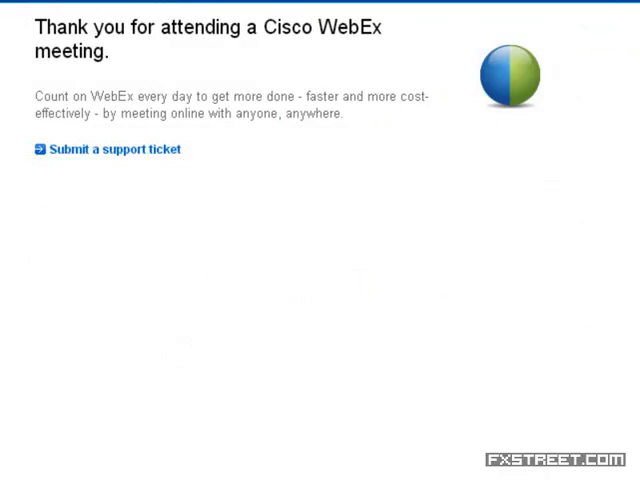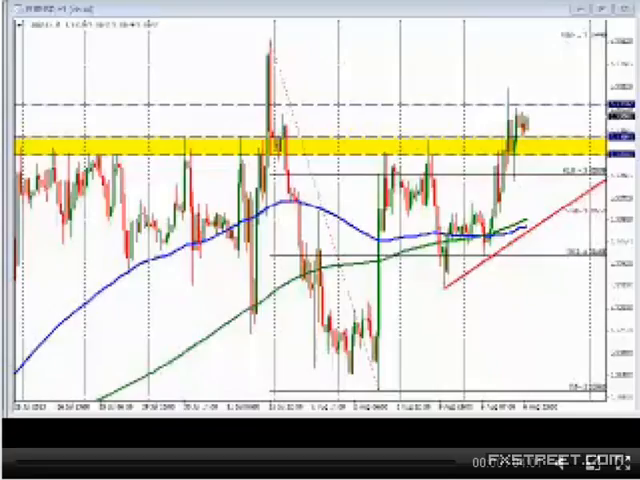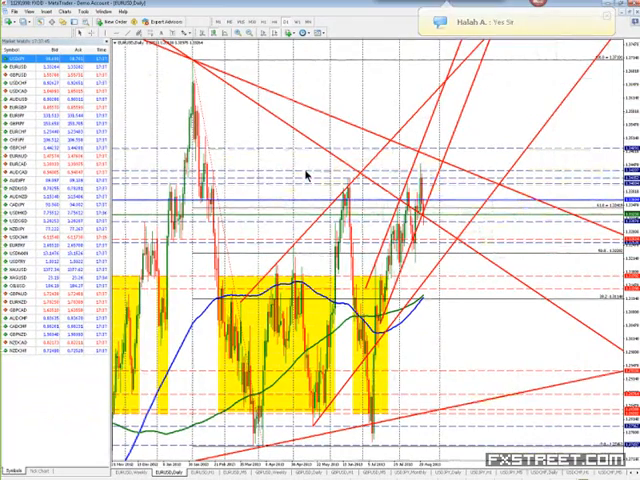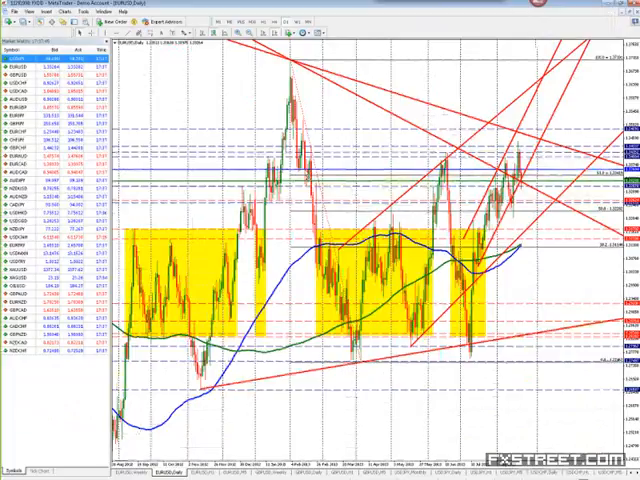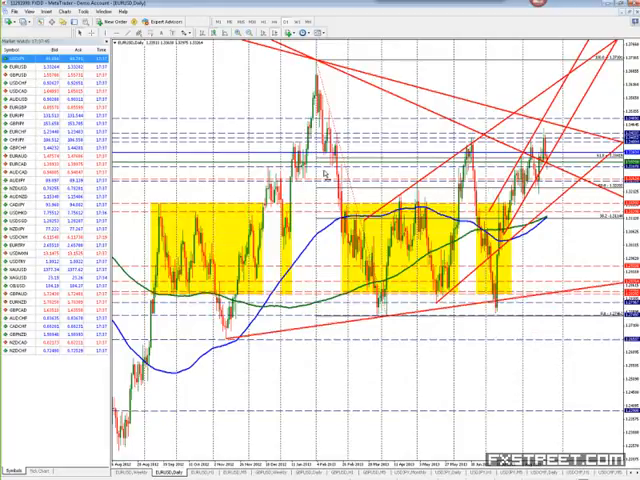So I want to go back now, if I can find it here. Okay, I want to go now to my desktop, to my charts here. All right, now let's go to the hourly chart and go back to that last move to the upside that occurred in the beginning of the month. And I'll zoom out here.